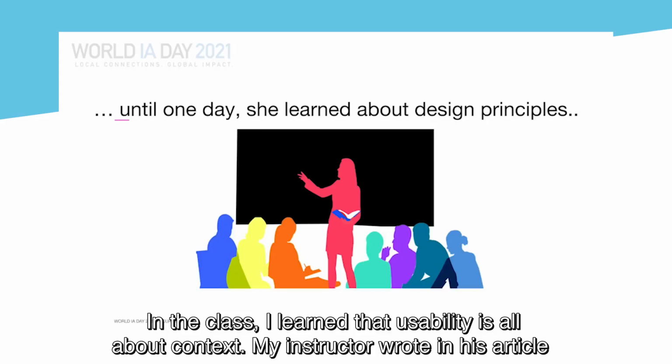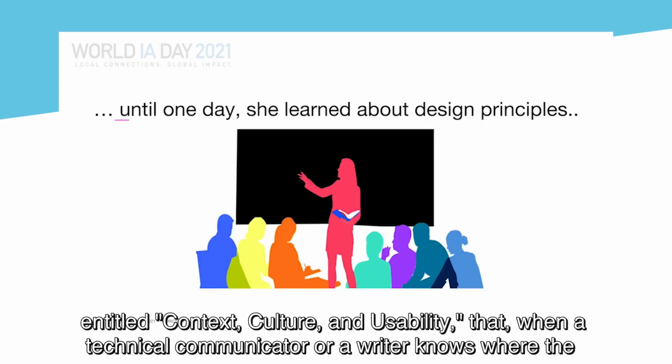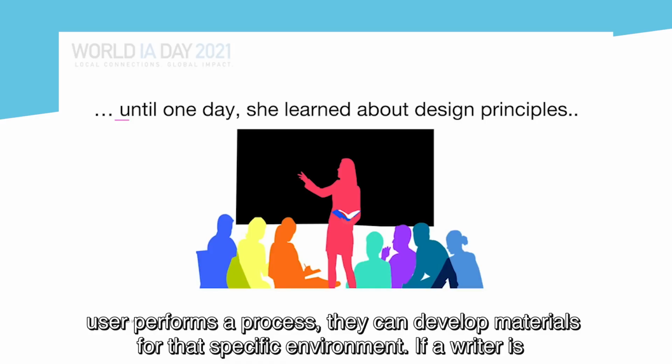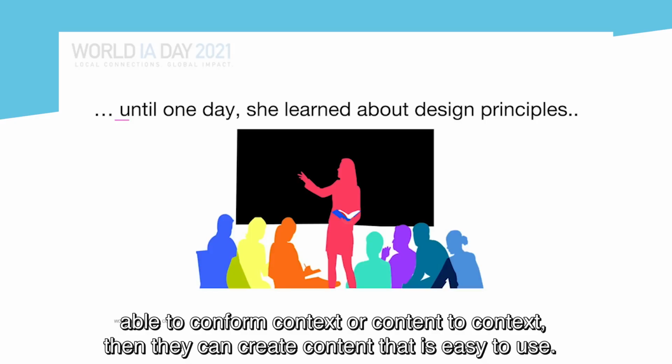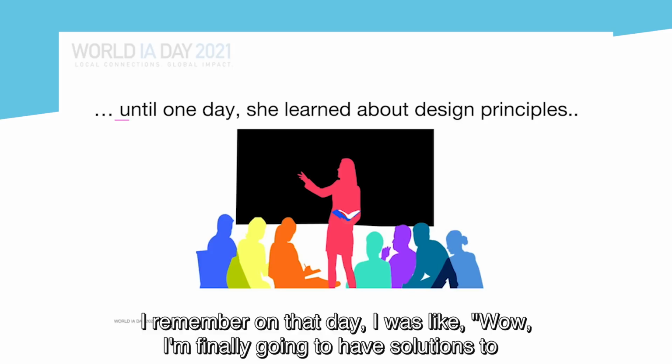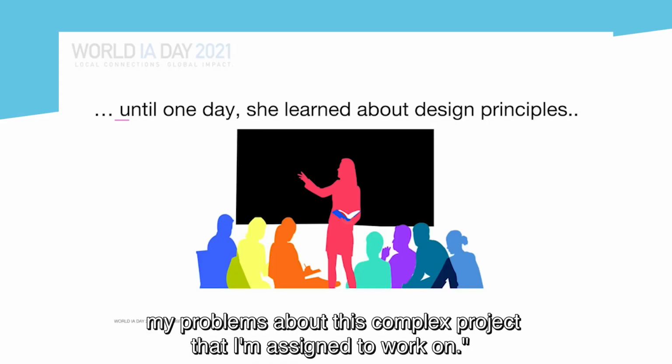My instructor wrote in his article entitled Context, Culture, and Usability that when a technical communicator or a writer knows where the user performs a process, they can develop materials for that specific environment. And if a writer is able to conform content to context, then they can create content that is easy to use. I remember on that day, I was like, wow, I'm finally going to have solutions to my problems about this complex project that I'm assigned to work on.